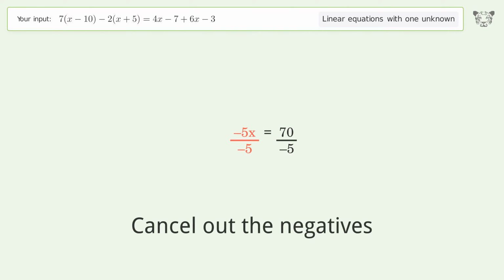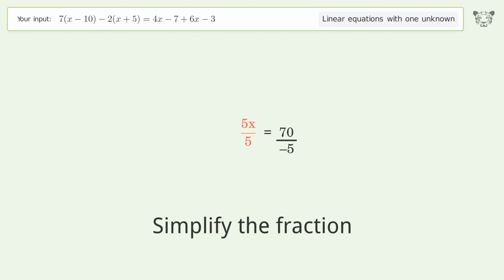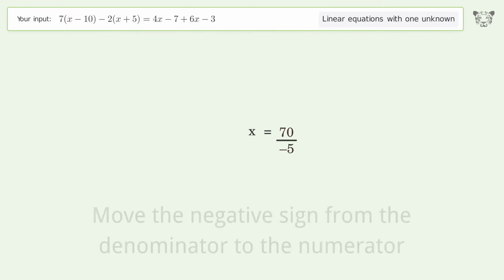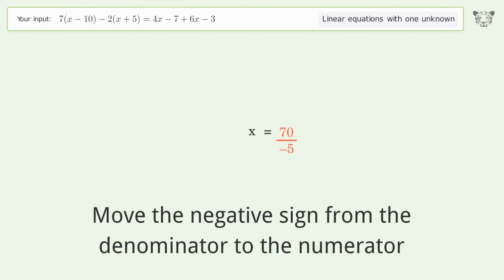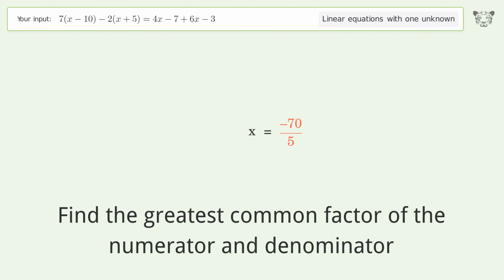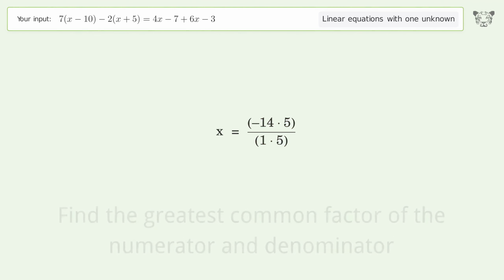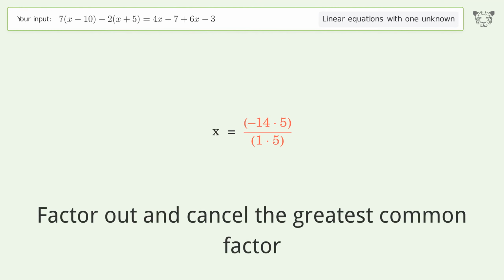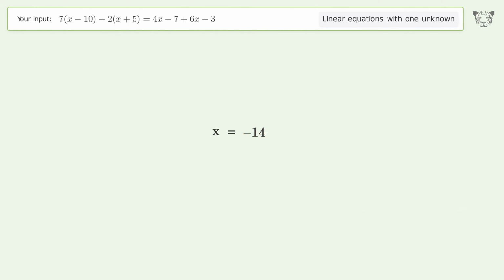Cancel out the negatives. Simplify the fraction. Move the negative sign from the denominator to the numerator. Find the greatest common factor of the numerator and denominator. Factor out and cancel the greatest common factor. And so the final result is x equals -14.